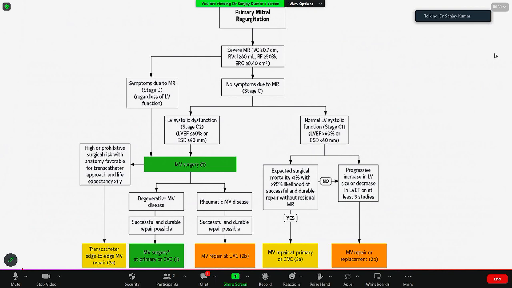Now let's look at the other situation, where the patient is asymptomatic and there is normal LV systolic function, where the ejection fraction is more than 60 and the end-systolic dimension is less than 40. If you find that the surgical mortality is very low, and that there is a more than 95% likelihood of successful and durable repair without residual MR, then you again consider mitral valve repair at a CVC. If not, or if there is a progressive increase in LV size and decrease in left ventricular ejection fraction on the last 3 serial echo studies, then these patients are subjected to surgical mitral valve repair or replacement, whichever is deemed necessary based on the echocardiographic assessment.